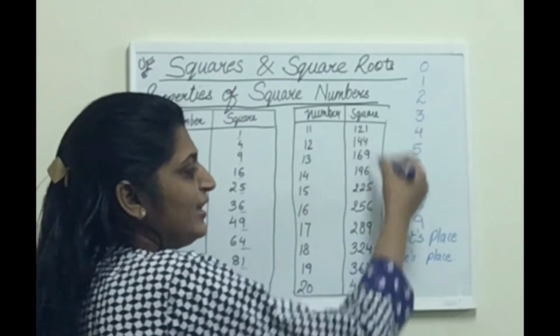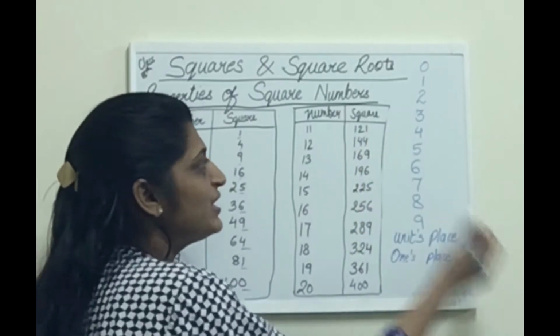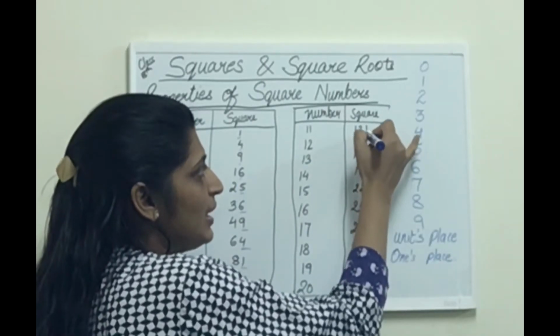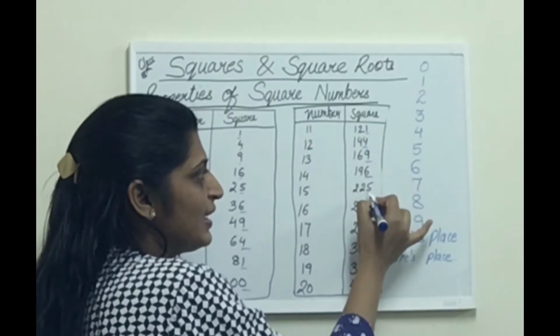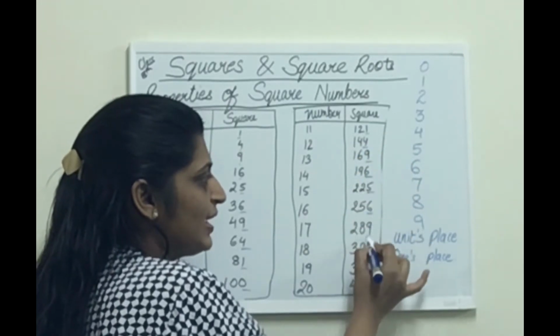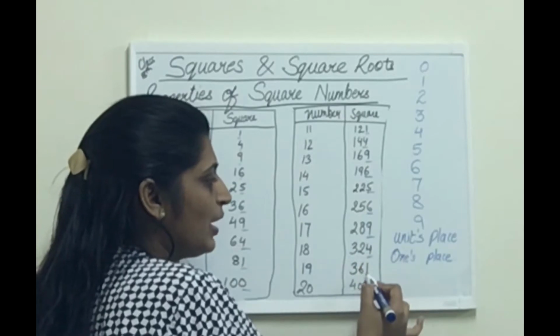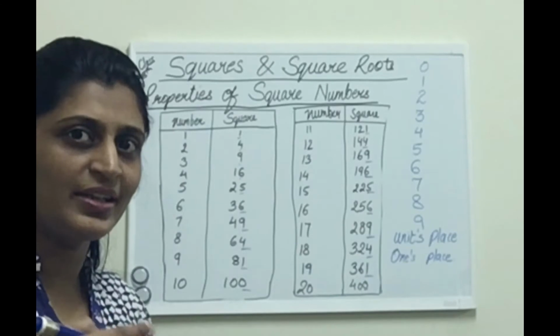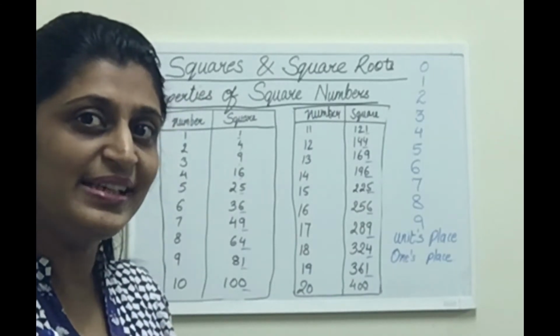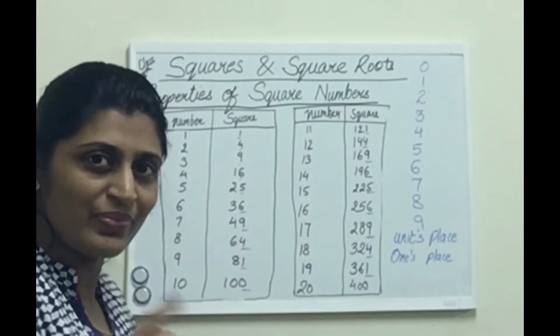Look, in these numbers, which are at the units place? It is 1, it is 4, it is 9, it is 6, it is 5, it is 6, it is 9, it is 4, it is 1, it is 0. Still, can you reveal the secret? Okay, I'll help you.